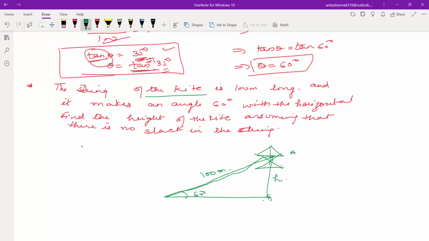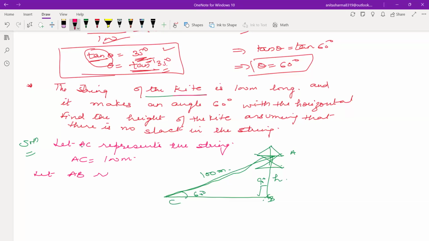So first of all, label it A, B, C, and this will be a 90 degree angle. Now you have got the right angle triangle, children. How will you solve it? See, let AC represent the string of the kite. So the value of AC is given as 100 meters. And let AB represent the height of the kite from the ground.